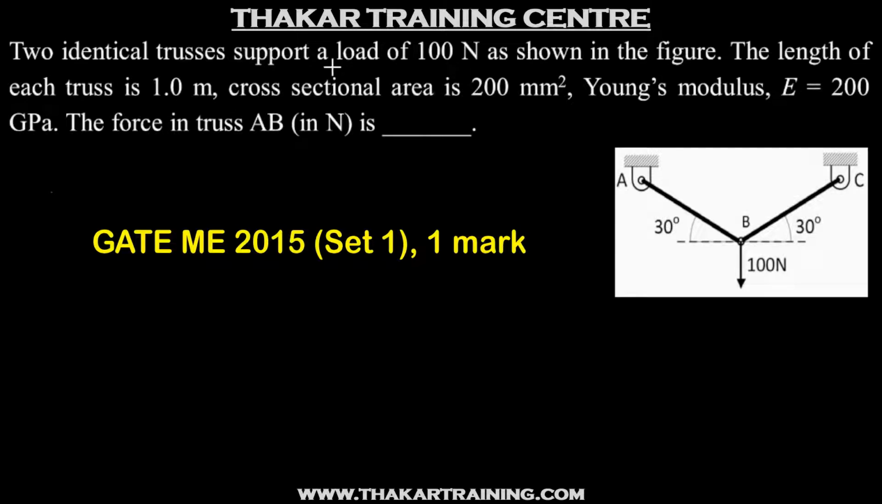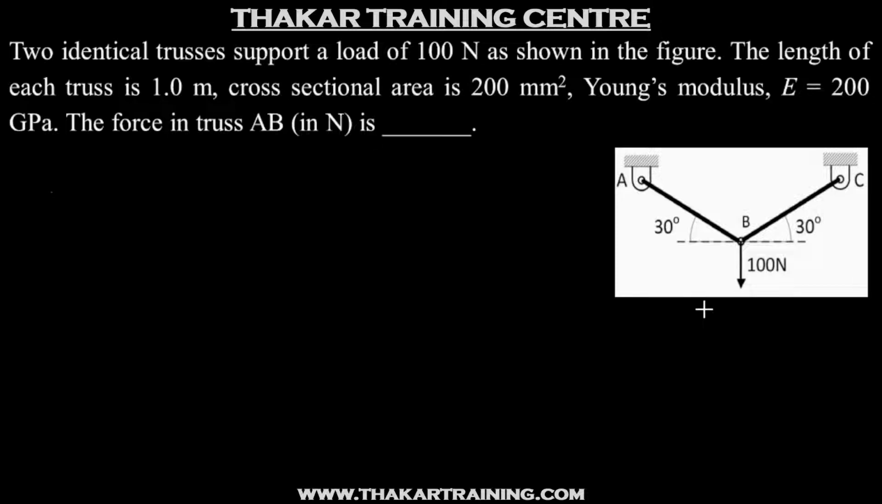Two identical trusses support a load of 100 Newton as shown in the figure. The length of each truss is 1 meter, cross-sectional area 200 mm square, Young's modulus E equal to 200 GPa. The force in truss AB in Newton is. So this is a diagram that is given to us.